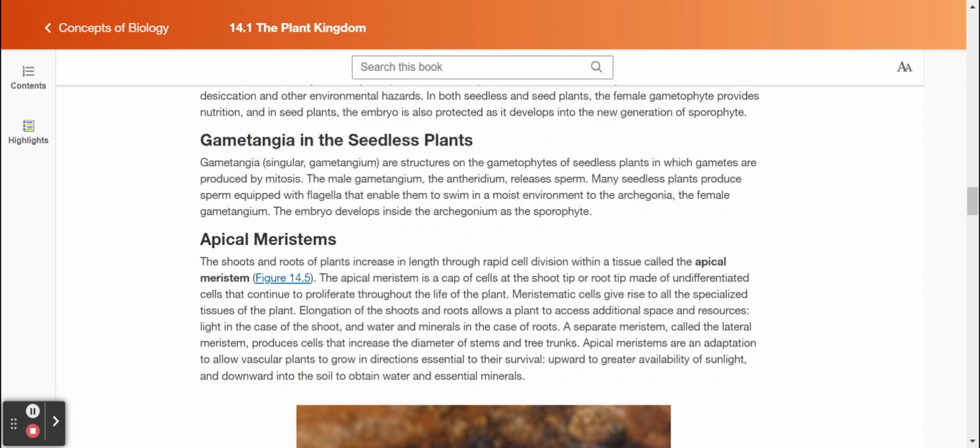Gametangia in the seedless plants. Gametangia, or singular, gametangium, are structures on the gametophytes of seedless plants in which gametes are produced by mitosis. The male gametangium, the antheridium, releases sperm. Many seedless plants produce sperm equipped with flagella that enable them to swim in a moist environment to the archegonia, the female gametangium. The embryo develops inside the archegonium as the sporophyte.